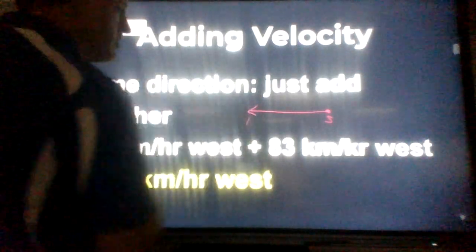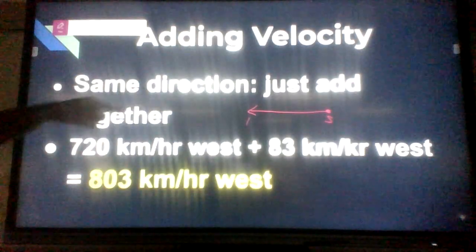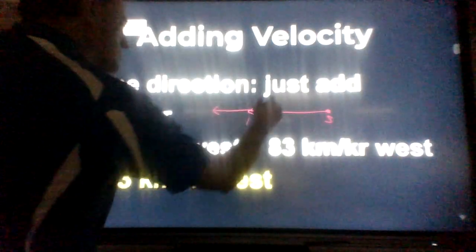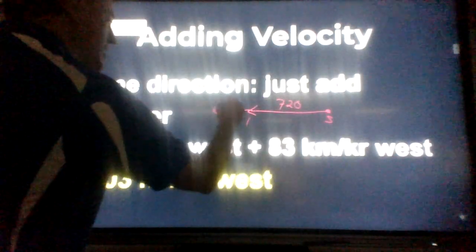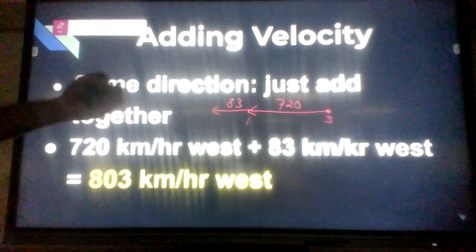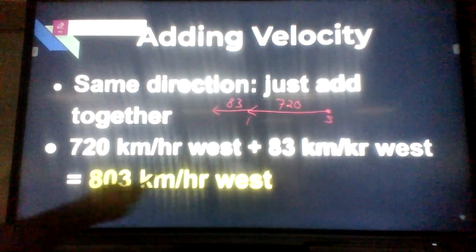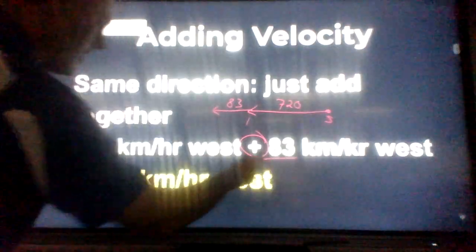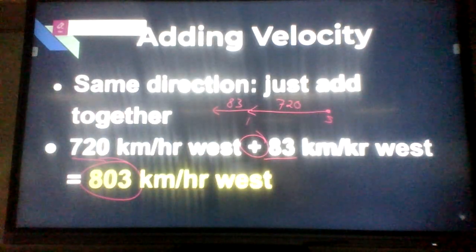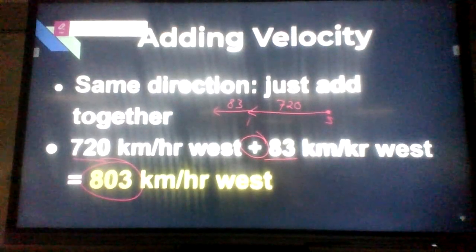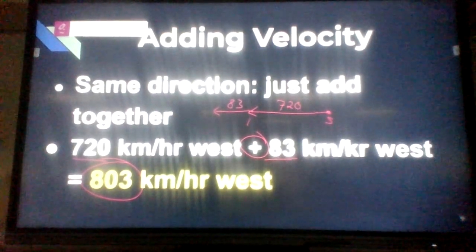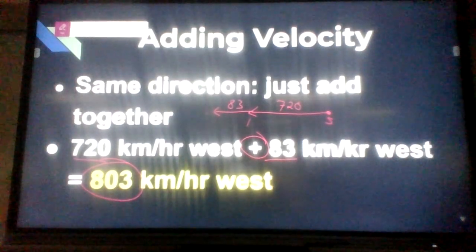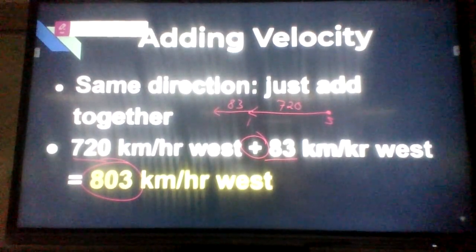And this is our stop number 1. And then, same road, we continue on and we go another 83 kilometers west. So that's 720 and that's 83. Common sense, since we continued in the same direction, we're simply going to add these two numbers together. 720 plus 83 is 803. Our velocity and our displacement is 803 kilometers per hour west for velocity. Okay, does that make sense? As long as they're going in the same direction, we simply add them together.